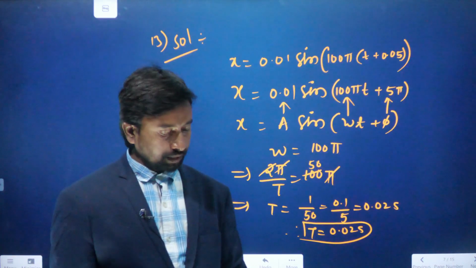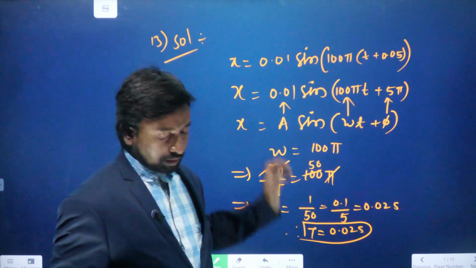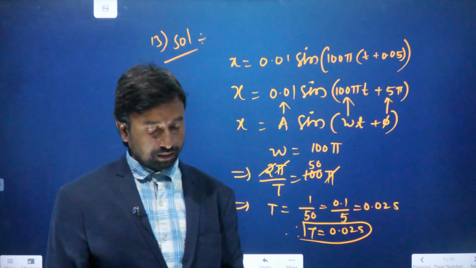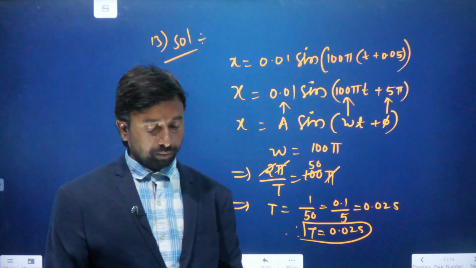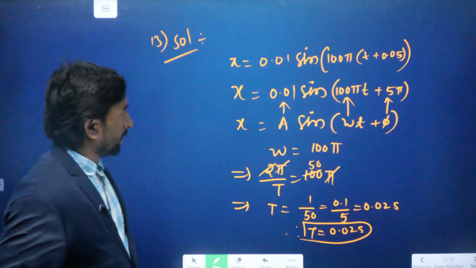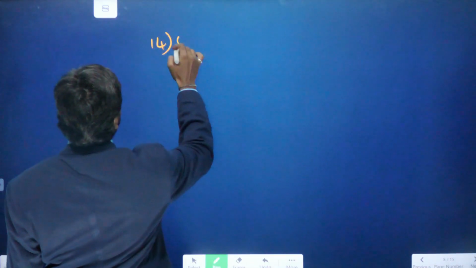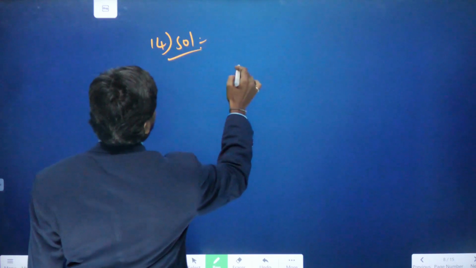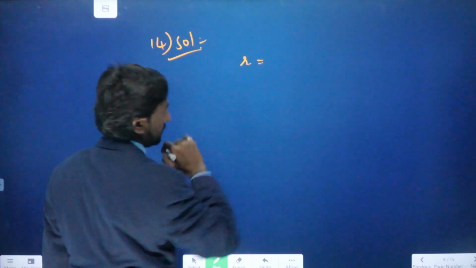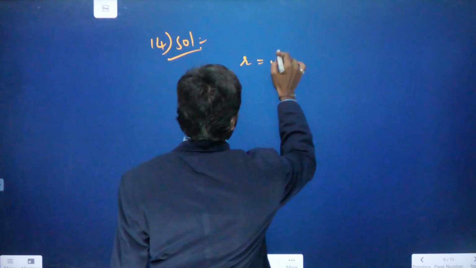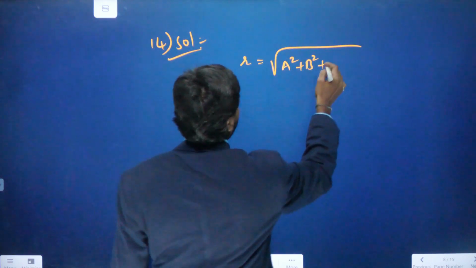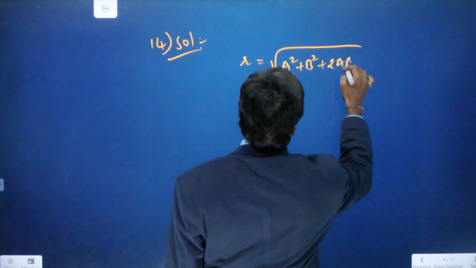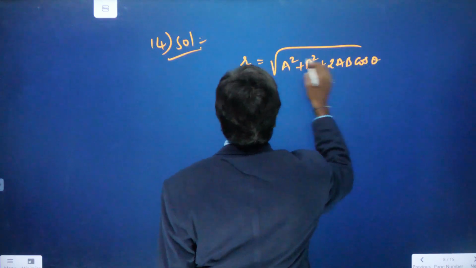So the 14th one is also the same as this. By using the equation and comparing it, we can solve it. The resultant amplitude formula comes from the parallelogram law of vectors. For the 14th question, I'll give the formula and you solve it. From the parallelogram law of vectors, the resultant is a square plus b square plus 2ab cos theta.